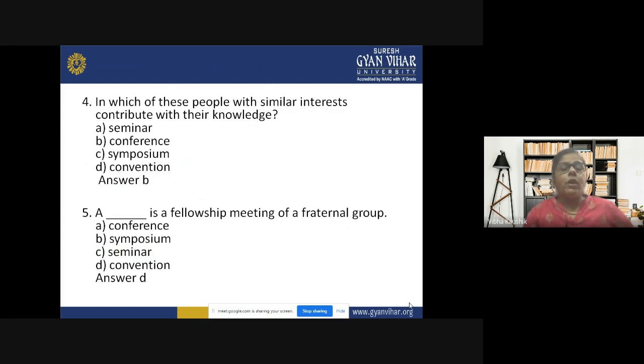Now the fifth one, a dash is a fellowship meeting of a parental group. Now the options are A conference, B symposium, C seminar, or D convention. So students, these are the options. Now you have to select the correct answer on the basis of the given choices, and the correct answer will be option D, that it is a convention.